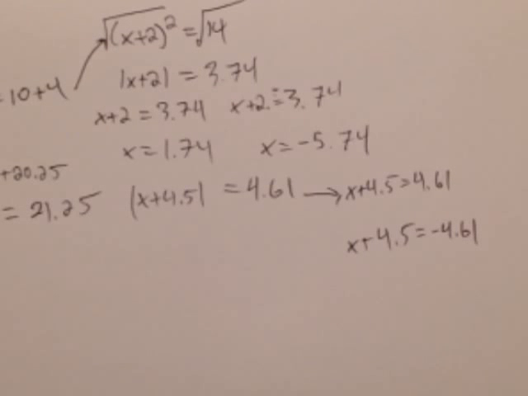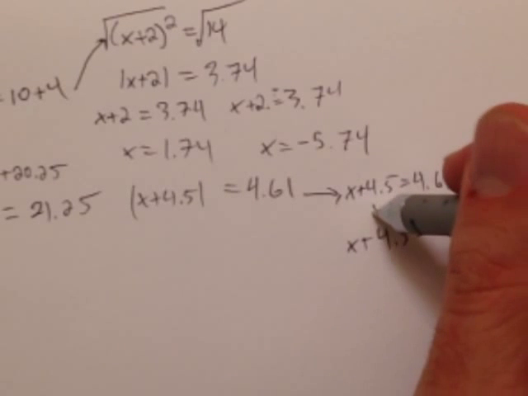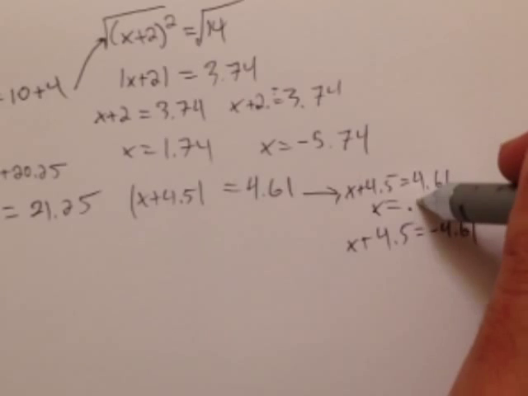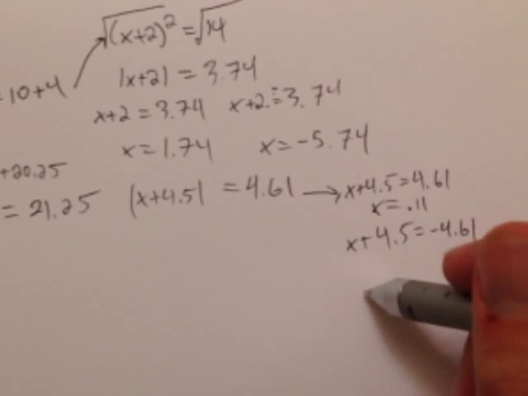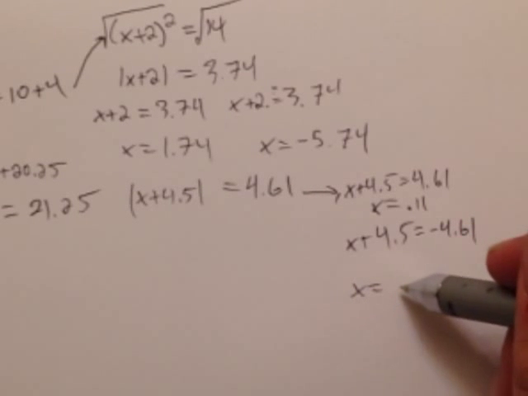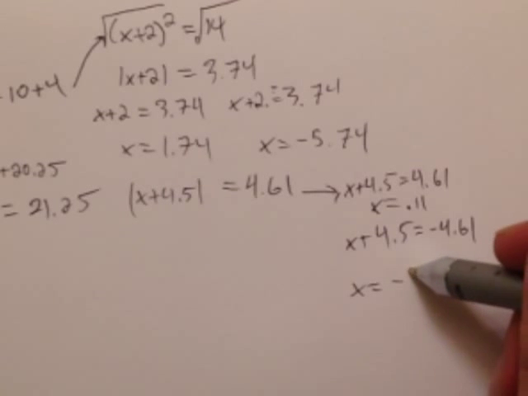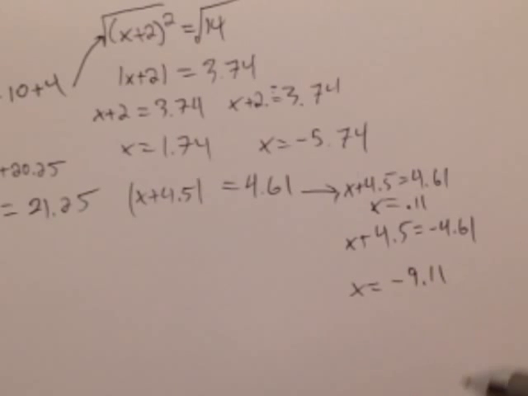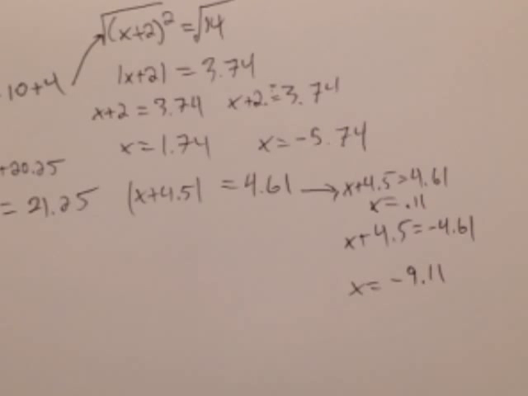Subtract 4.5 from both sides. Over here we get 0.11. And over here we get negative 9.11. I believe, yeah. Great. So, that's all we got there.